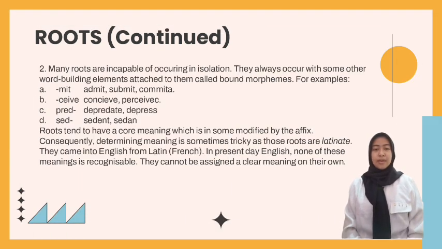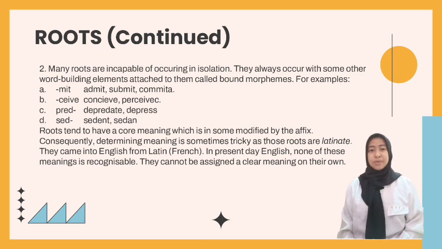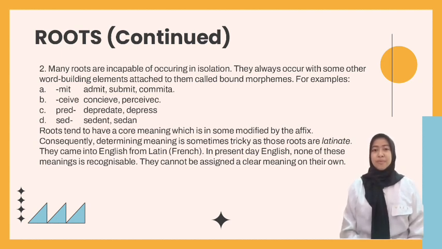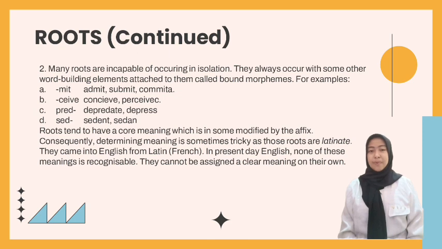Roots continued. Number 2: many roots are incapable of occurring in isolation. They always occur with some other root-building elements attached to them, called affixes. For example, A. meet, admit, submit, committed. B. receive, conceive, perceive. C. predict, praise. D. said, shouldn't.